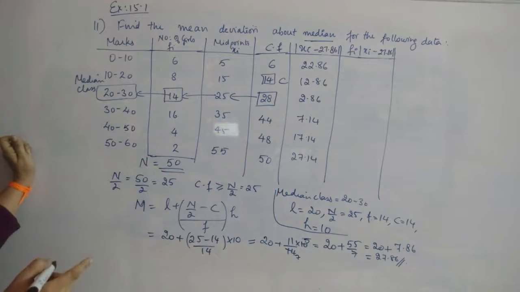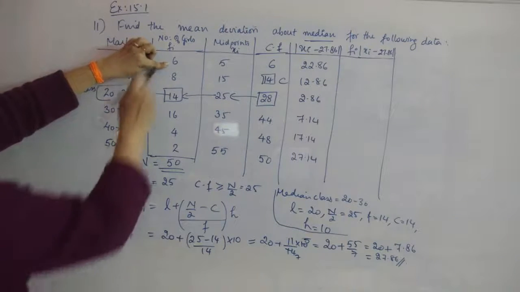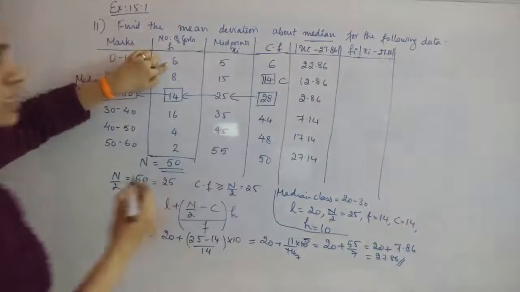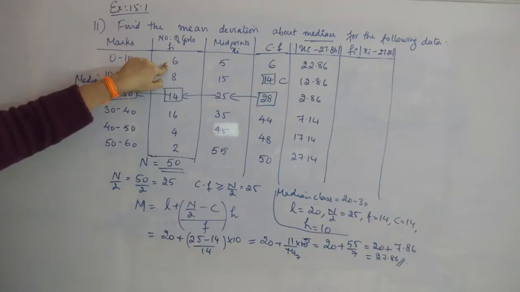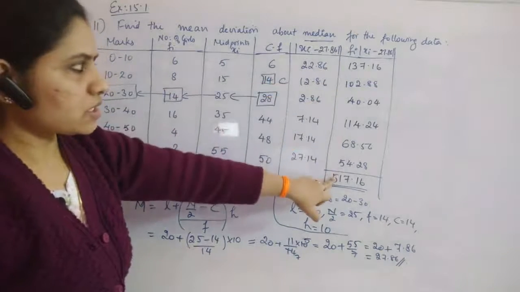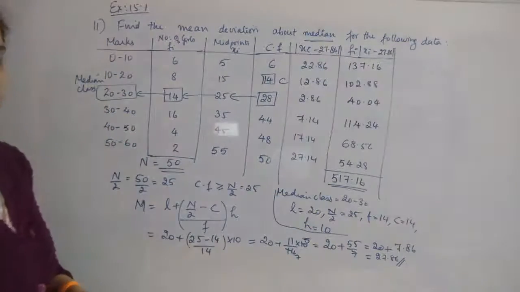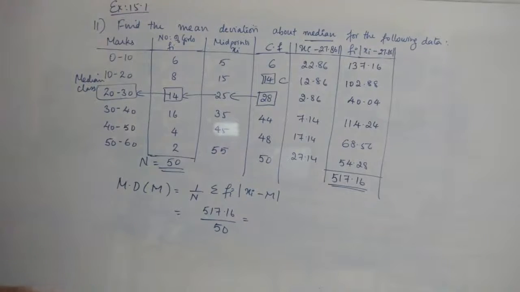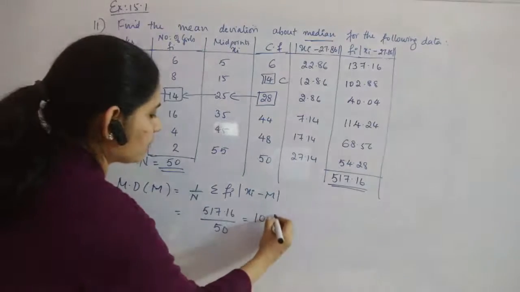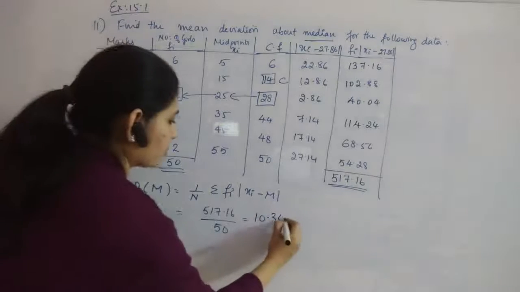Now you have to find fi into these values. Fi is again this. You should be very careful while taking the values. Fi, this into this value. So 6 into 22.86, calculate. Correspondingly you will get these multiplications, fi into mod of xi minus M, and summing up you get 517.16. So MD about M is 1 by N into this formula, and replacing we get 10.34.